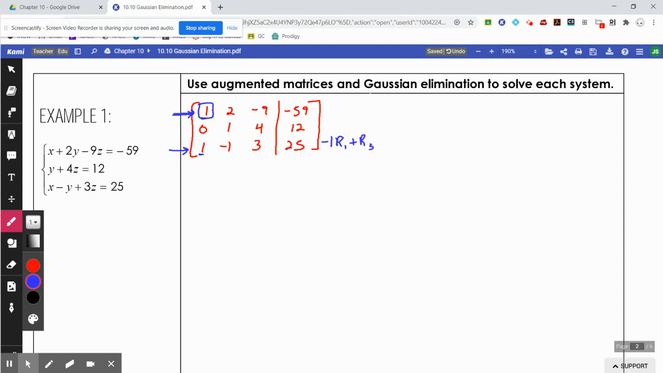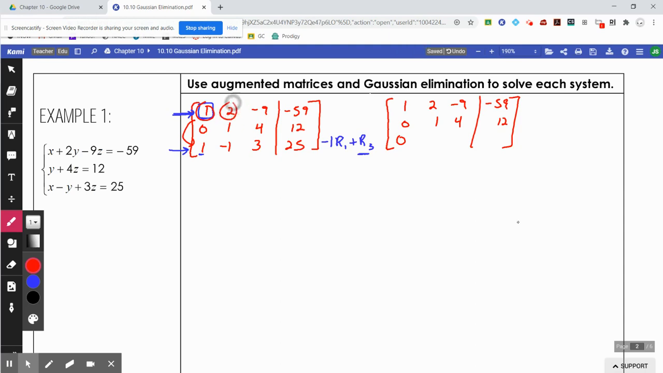Now, when you do this process, this only changes this row. So my first row does not change. I'm going to leave it as 1, 2, -9, and -59. And I'm not even touching my second row yet, 0, 1, 4, and 12. So the only thing that's going to change is my row 3. So I'm going to do -1 times this, and add it to row 3, and that gives me a 0. If you do it to one piece, you have to do it to everything in that row.